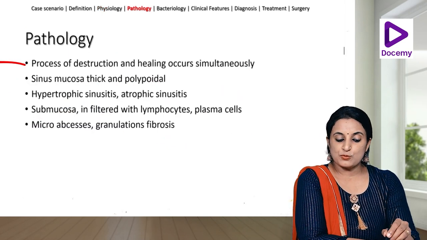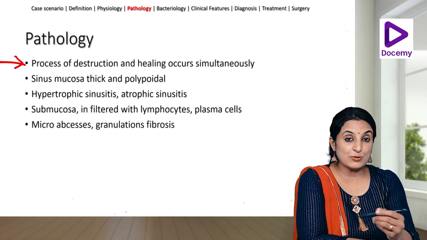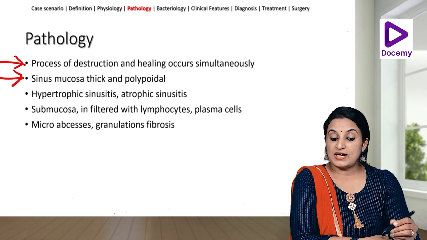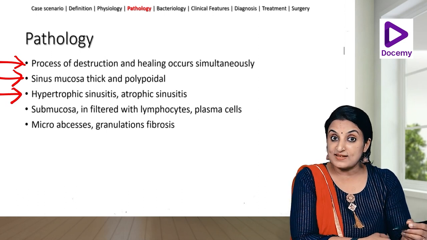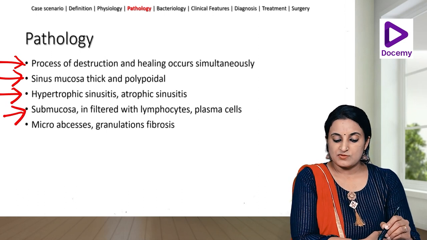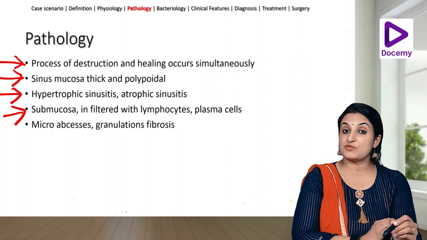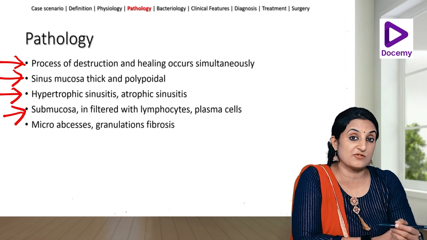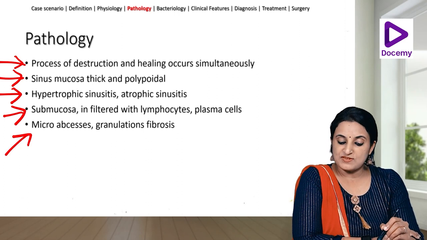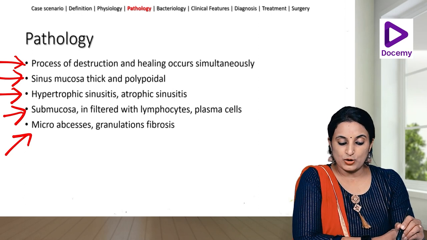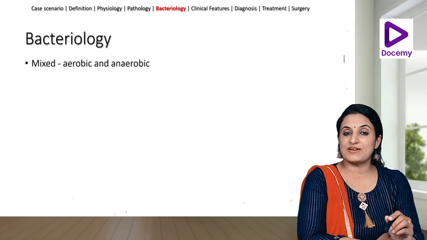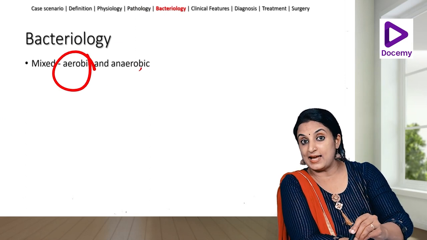Pathology: the process of destruction and healing occurs simultaneously. The sinus mucosa becomes thick and polypoidal. Hypertrophic sinusitis and atrophic sinusitis follow simultaneously. The submucosa gets infiltrated with lymphocytes and plasma cells, which are usually suggestive of a chronic infection. Microabscesses, granulations, and fibrosis ensue. In bacteriology, it is usually a mixed infection of both aerobic and anaerobic types.